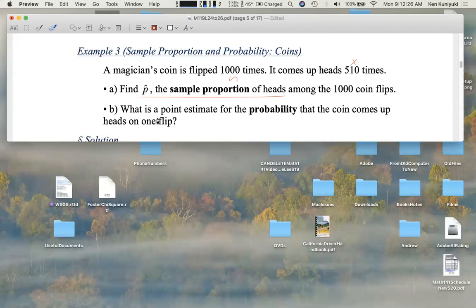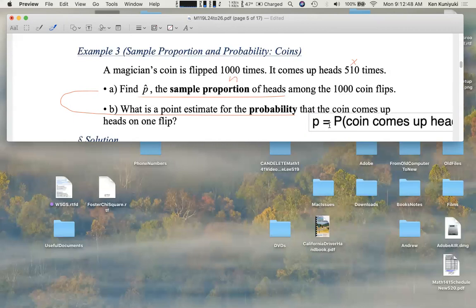And then part B, what is a point estimate for the probability that the coin comes up heads on one flip? Well, I hope you see that our value for p hat will be our point estimate for p. P is the probability that the coin comes up heads.